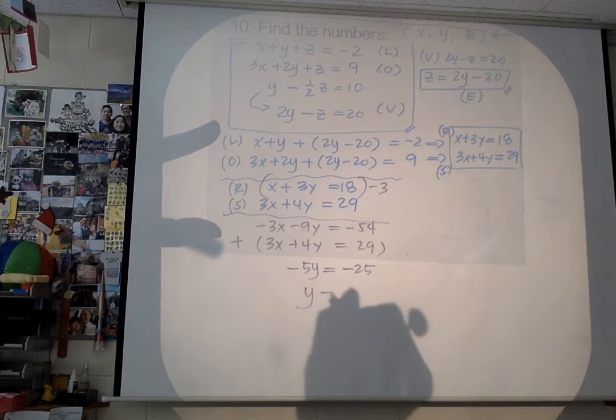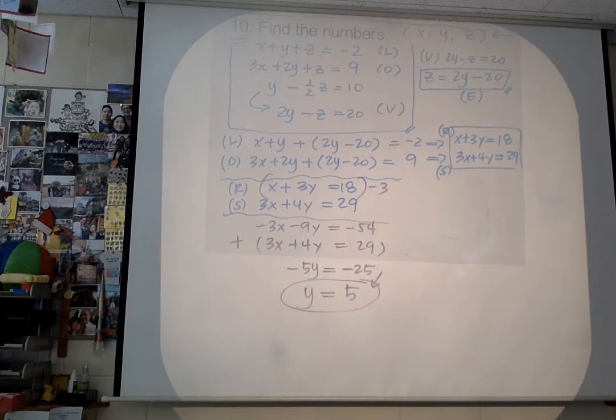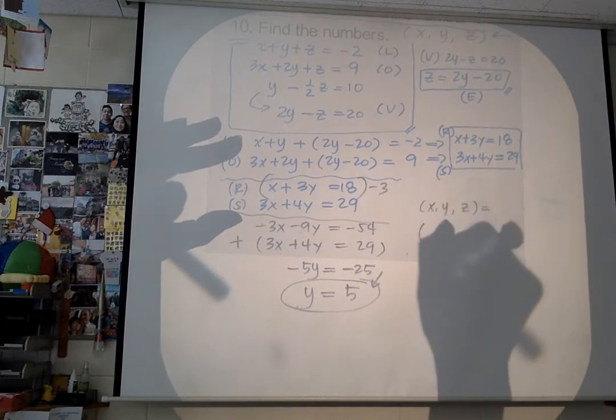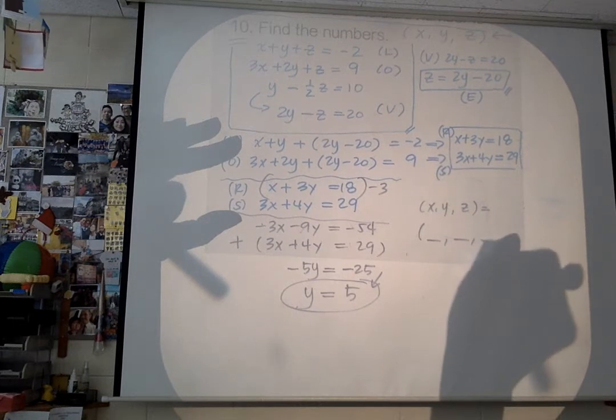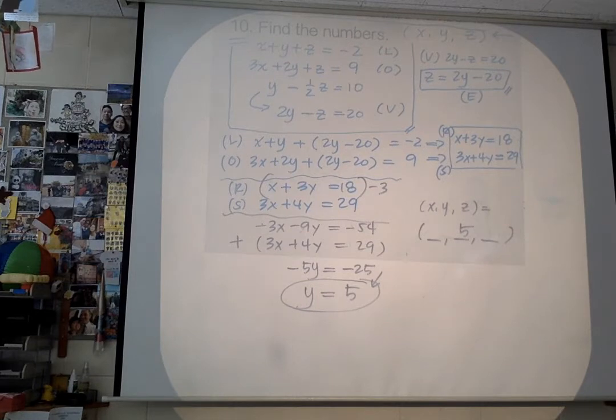So what does that tell you about y? Y is 5. Yay! We found our first value. Woohoo! So you guys remember x, y, z, right? We always start there. And have we found 5? Yes, we found the second number already. All right, let's move on.